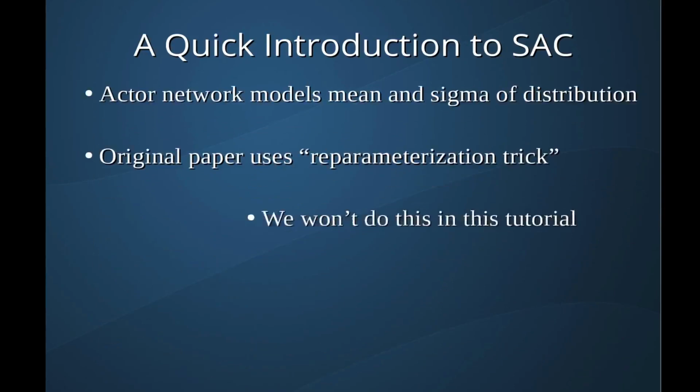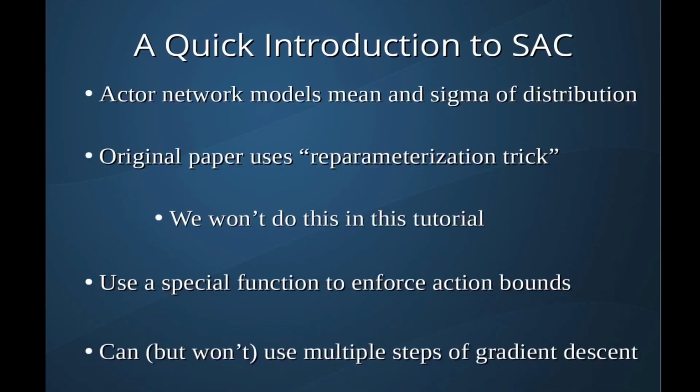So our actor network is going to model both the mean and sigma of a distribution. So this is a probabilistic policy. It is not a deterministic policy like in DDPG. So our actor network is going to output two parameters, a mean and sigma, and then we're going to put that mean and sigma into a normal distribution and sample it to get an action.